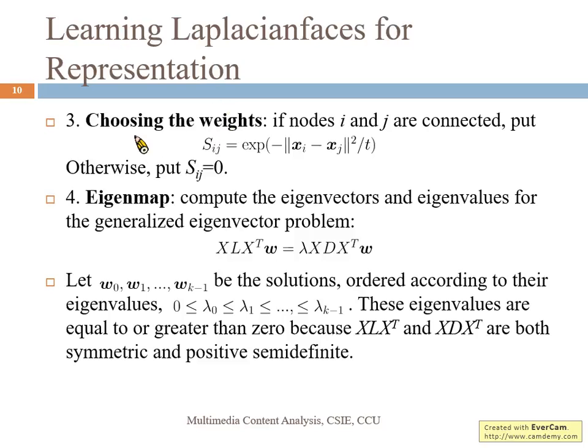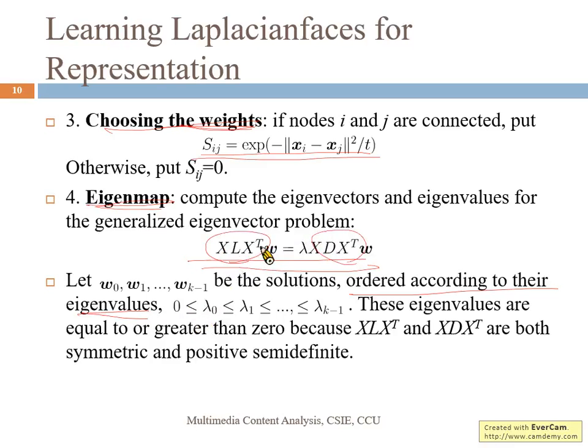The third step is choosing the weight. We need to define the similarity matrix, and then we find the eigenmap. So we need to solve the generalized eigenvalue problem and find the best projection vectors W0, W1 to W(k-1), ordered according to their eigenvalues.